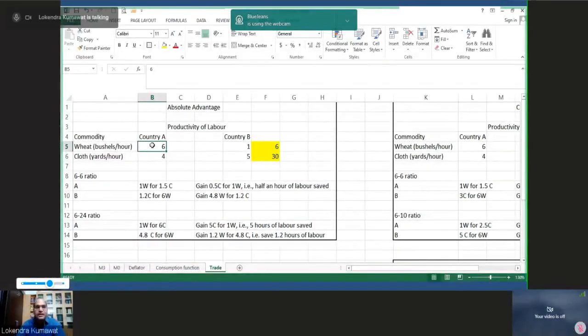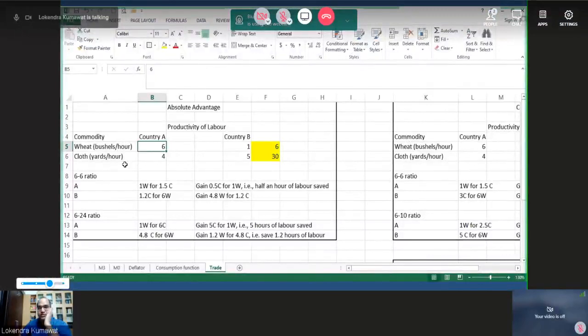How? Let us see. This example I have taken directly from your book. This is table 4.1.1 from your book. There are two countries, country A and B. The productive labor is measured in the bushels of wheat and the cloth that it can generate in 1 hour of labor. Suppose both these countries only produce two commodities each, wheat and cloth. A can produce 6 units of wheat and 4 units of cloth, and B can produce 1 unit of wheat and 5 units of cloth.